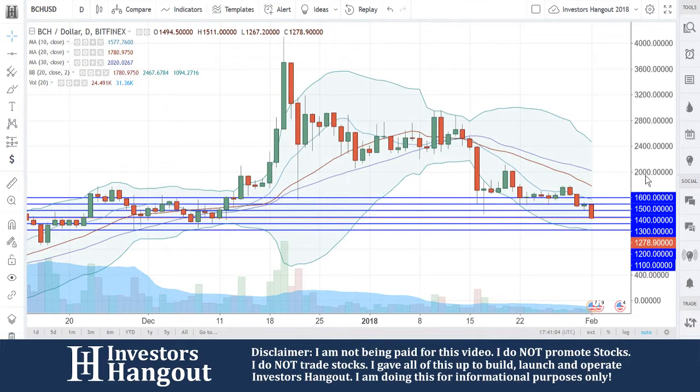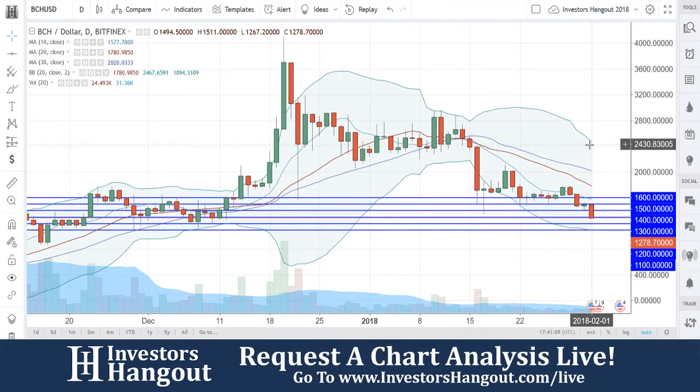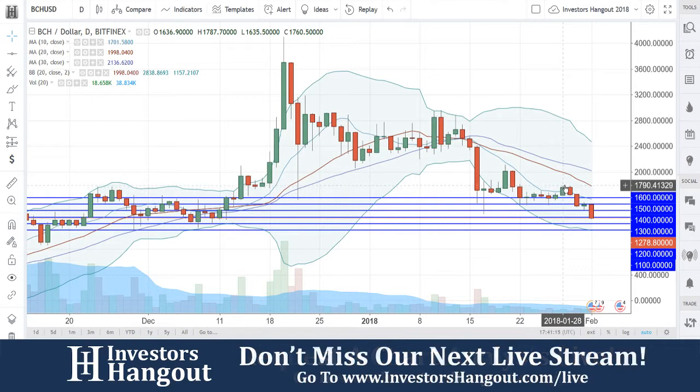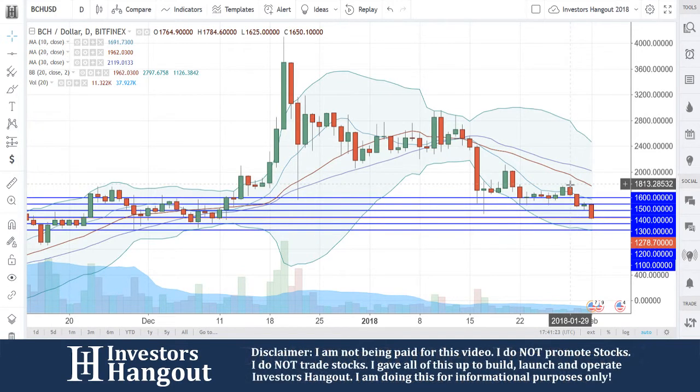Taking a look at BCH USD right now, 1278 is where you guys are currently traded, breaking through that 1300 support that we were watching. Unfortunately, over here at 1600, when you broke through that 10-day simple moving average, you started getting above it on January 28th, but just couldn't do it. Ended up topping out around that 1782, 1784 to be exact, both days, 1787, 1784, and then could not stay above that 10-day simple moving average.